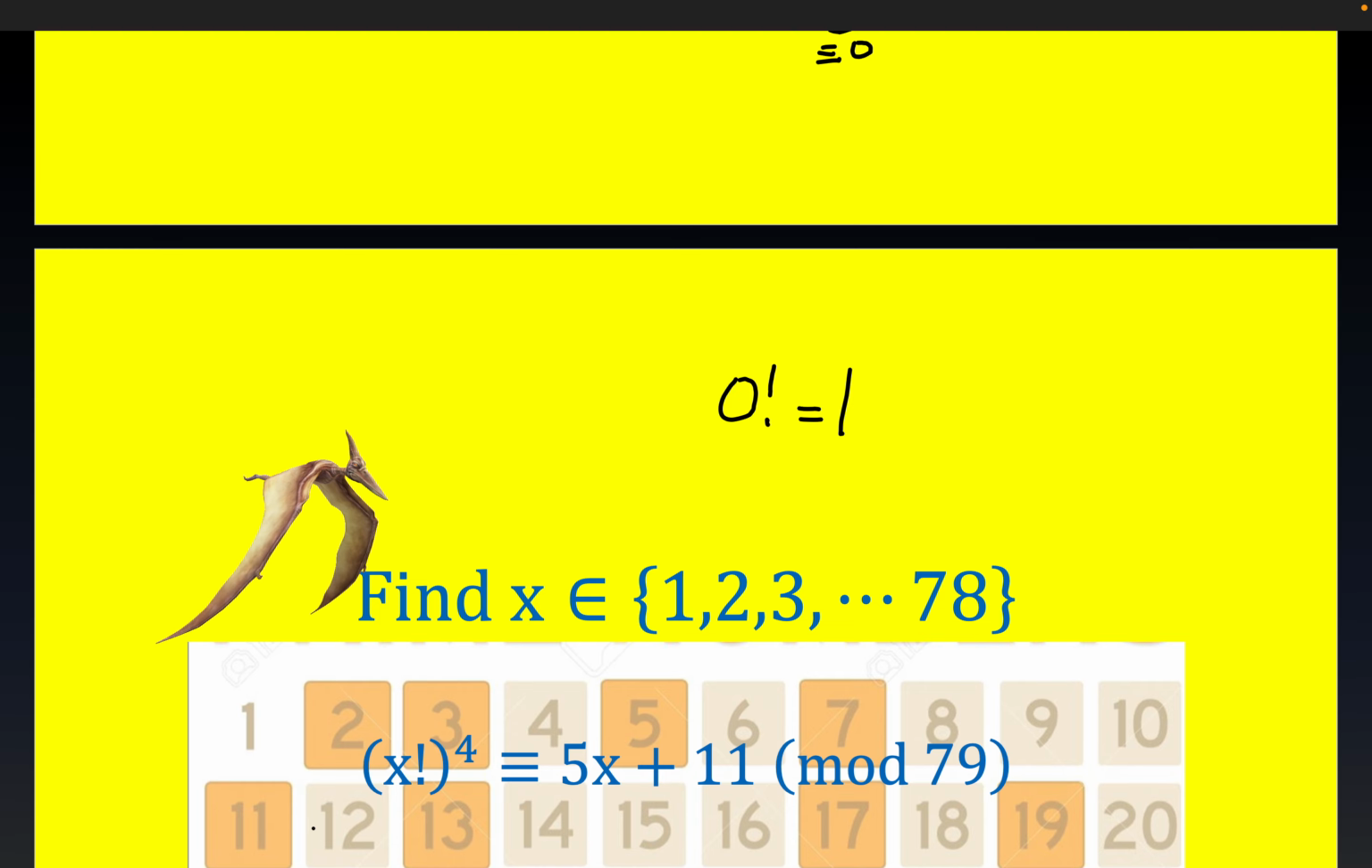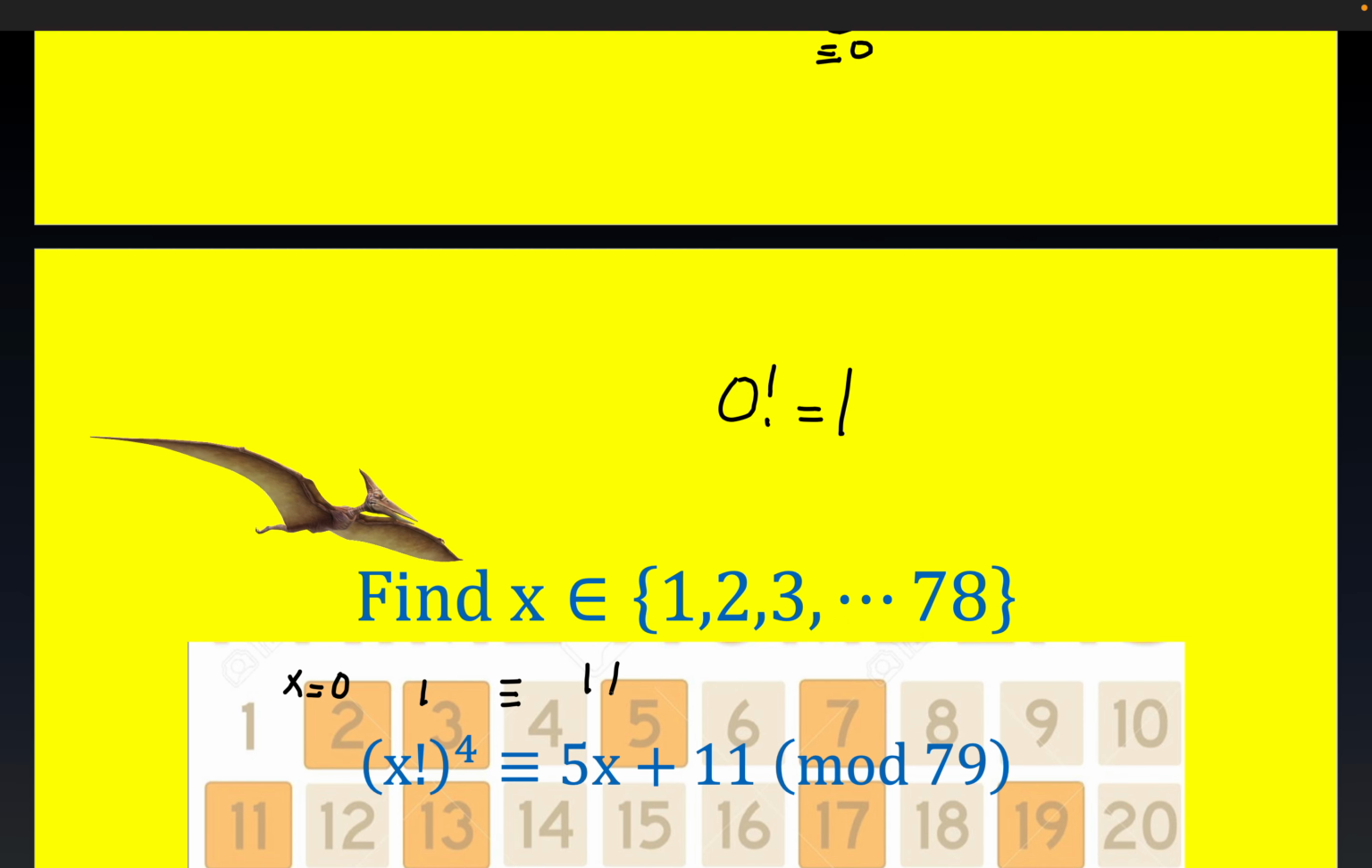Now let's take a look at why I left it out. It's an easy check. If we take x to be equal to 0, this would just become 1 is congruent to 11, right? Which is certainly false. 11 minus 1 is not a multiple of 79, so we can write down 1 is not congruent to 11. So that's an easy check. But let's see if we can find some others that are non-trivial approaches.